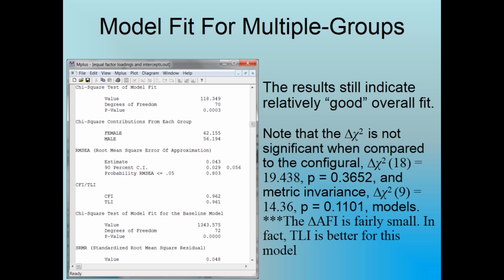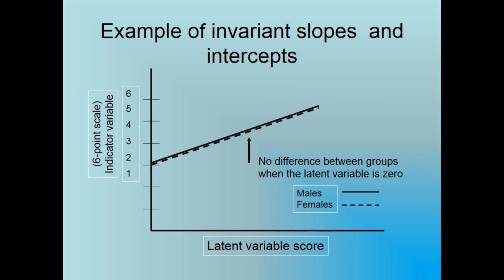Here's a simple example of when you have invariant slopes and intercepts. As you can see, the relationship between your latent variable and each indicator is the exact same across both groups. You can interpret the unstandardized factor loadings as meaning the slopes are the exact same across the groups. The intercepts, it's a little bit more tricky, not too bad though. If your intercepts are equal, it basically means you have no difference between your groups when the latent variable or latent factor is 0.